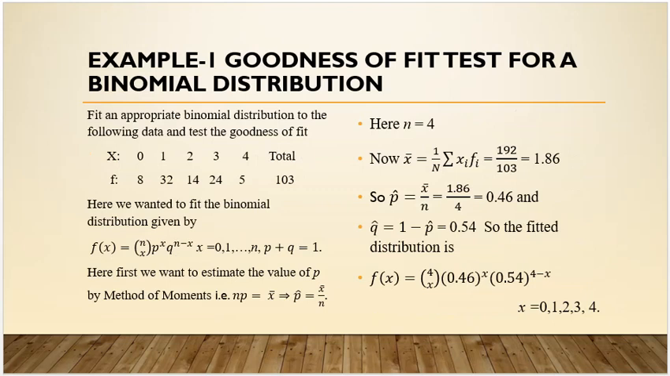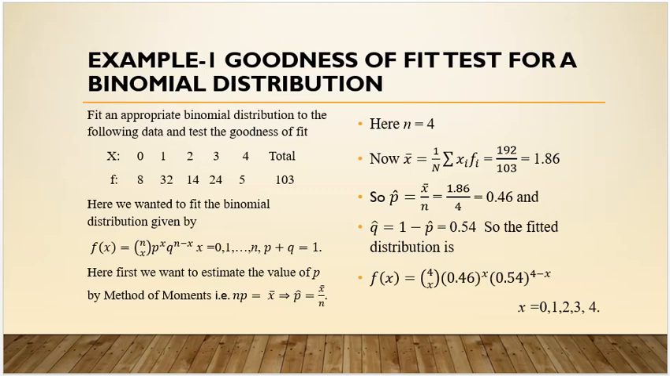Now we go for the next example. We are given data and we fitted the binomial distribution for this. This was already done in the estimation classes. Here we have n equal to 4, because x varies from 0 to 4. In binomial, x varies from 0 to n. So here n equal to 4.